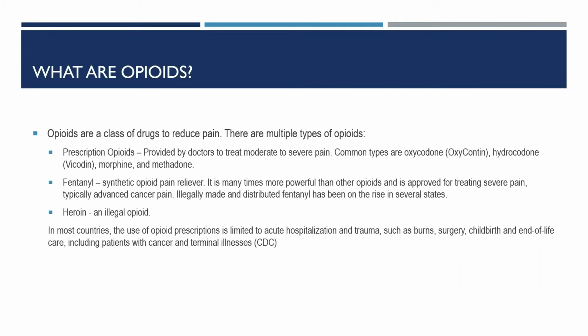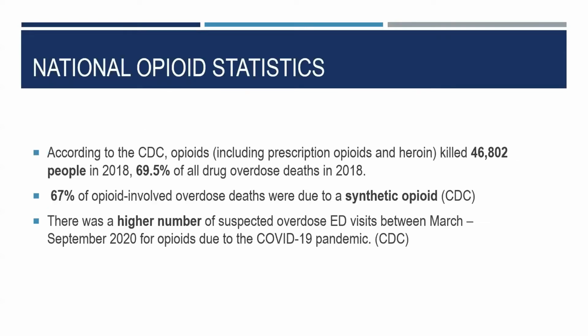So, in most countries, the use of opioid prescriptions is limited to acute hospitalizations and traumas, such as burns, surgeries, childbirth, end of life care. But we do know that a lot of people were prescribed opioids in the past, which is part of the reason for these high number of addiction rates and overdoses.